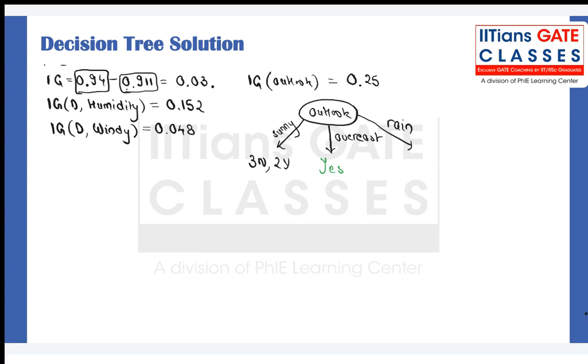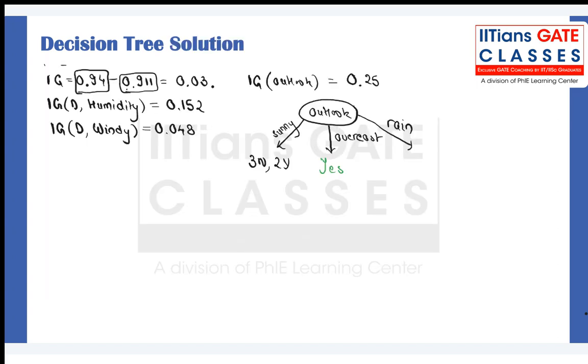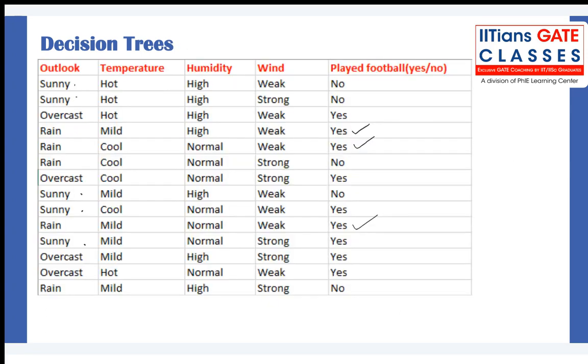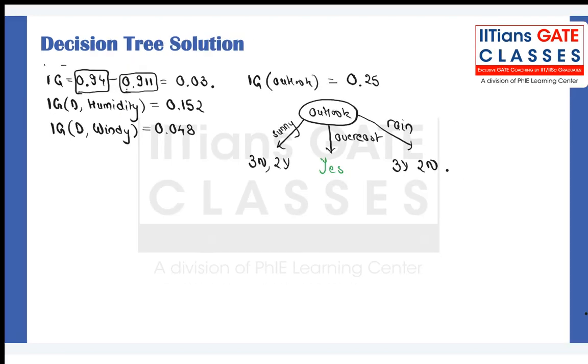And if you consider rain, it is 5 data points again. This is yes, this is yes, this is yes. 3 yeses and 2 no's. Okay. Why did I say overcast yes? Because if you see overcast, there are only 2 data points. Sorry, there are 1, 2, 3, 4 data points. All are yeses. So my model can conclude that it is yes.